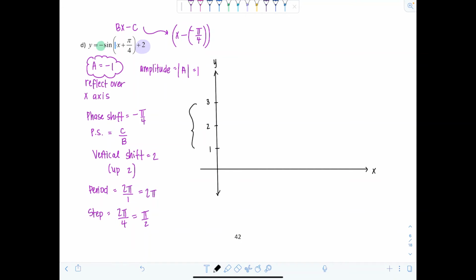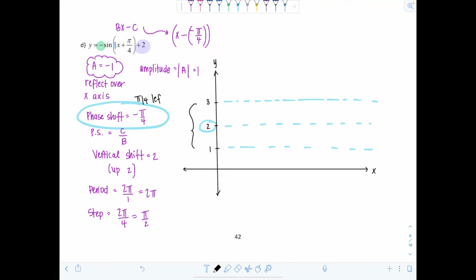Okay, if you want to draw for yourself like a little guide so that you're not tempted to go out of bounds, go for it. And then think of that as your new 0, basically, okay, where y equals 2. Now we're going to have to take care of this phase shift. So -pi/4 means we're shifting pi/4 to the left, since it's negative. So instead of starting at 0, we're going to start here at -pi/4.